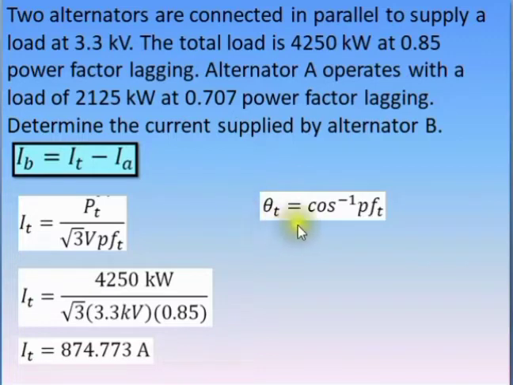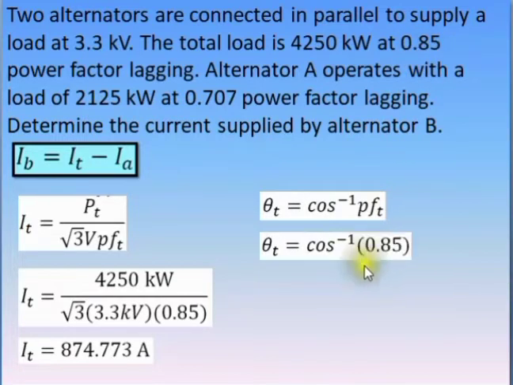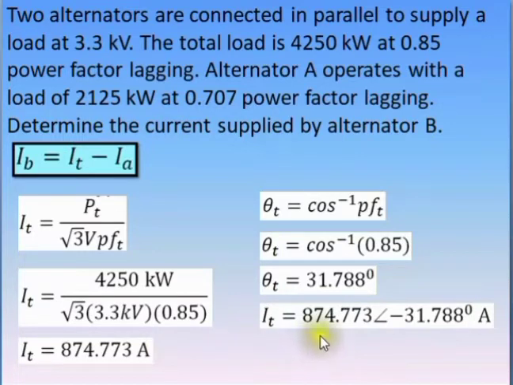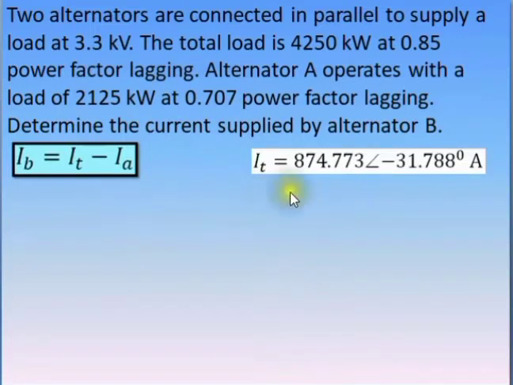Therefore, using this formula, na-derive po natin ang formula na ito from power factor which is equivalent to cosine theta. So, substitute lang po natin yung ating power factor dito, that is 0.85. So, the inverse cosine of 0.85, this is 31.788 degrees. Therefore, pwede po nating isulat yung I total into 874.773 angle negative 31.788 degrees amperes. Negative po siya dito again dahil meron tayong power factor na lagging. Ngayon nakuha na po natin yung I total, kunin naman po natin yung current being delivered by alternator A.